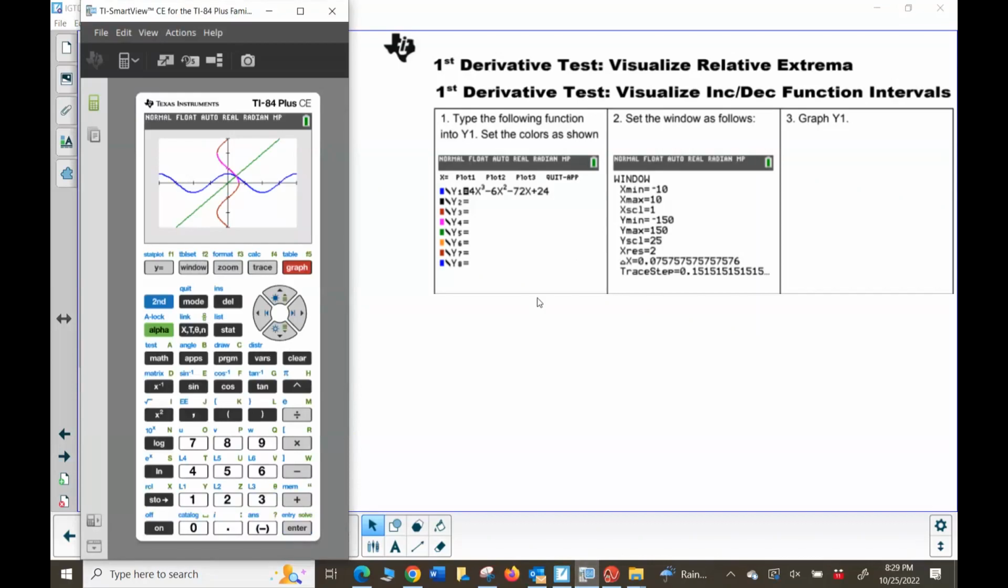With this one, this is the first derivative test. We'll look at relative extrema. We'll look at where it's increasing and decreasing. We'll also look at the second derivative as well.